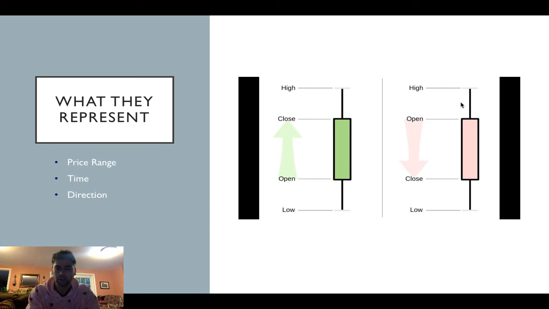So I hope I did a good job explaining that. It can be a little bit confusing. If you have a question, drop it in the comments. I'll respond. But I think I did a decent job explaining that. And then the other thing, the direction here, is just if it's green or red. If it's red, it's going down. If it's green, it's going up. So that's really what these candlesticks represent. It's a price range, a time frame, and the direction that the price is going.